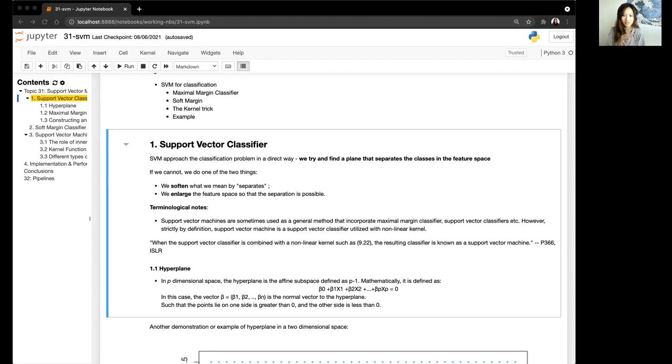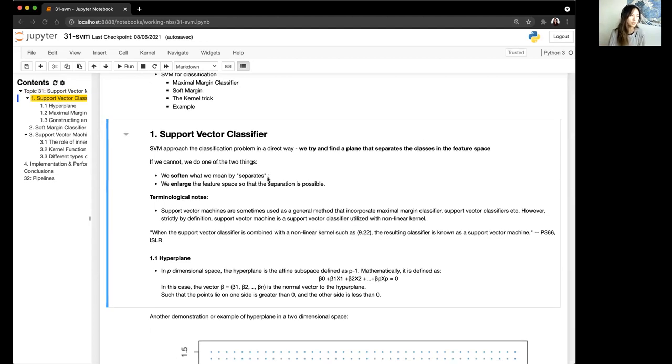So if we can't directly divide our data into two with a flat plane, of course, we can do one of two things, because data is never perfectly separable, as we know. One, we're going to soften what it means to separate, and we'll talk about that later. And then we'll also talk about enlarging the feature space, which is a very abstract concept, but we'll get to it in the middle to end of this notebook.